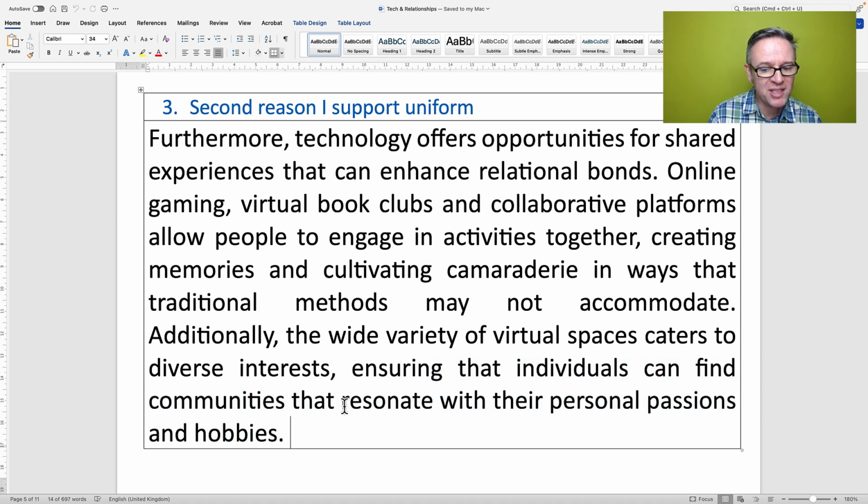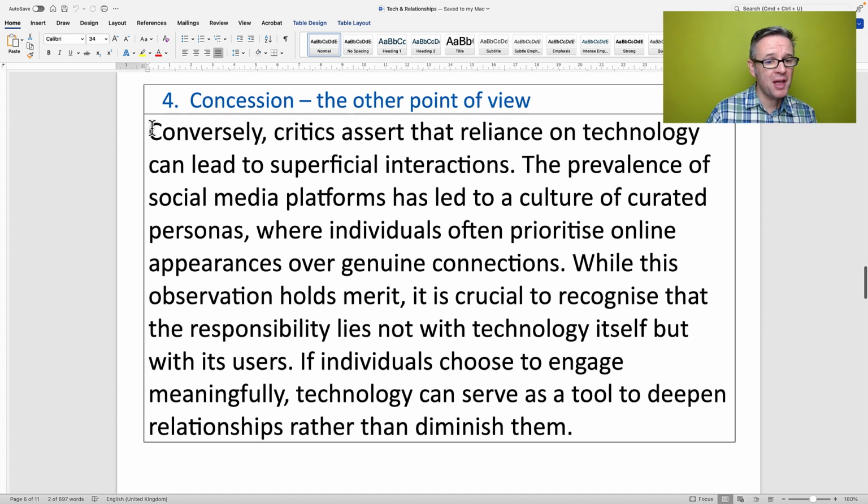If something resonates with something, it means that it's in sync with. This is a positive verb. You can use it negatively. For example, that particular idea did not resonate with me. That means that you were not on board with that, you did not think it was a good idea. So, to resonate with. The fourth paragraph is offering the other point of view so that I can argue against it.